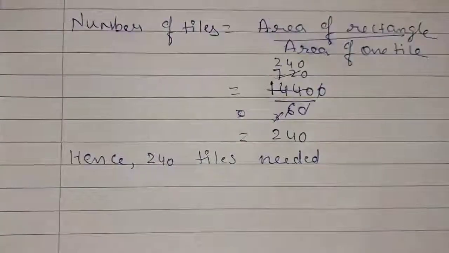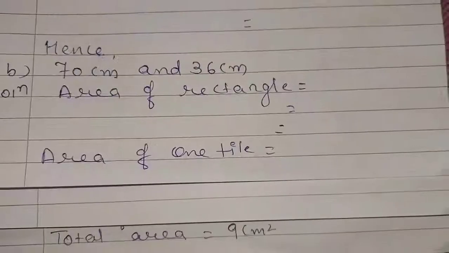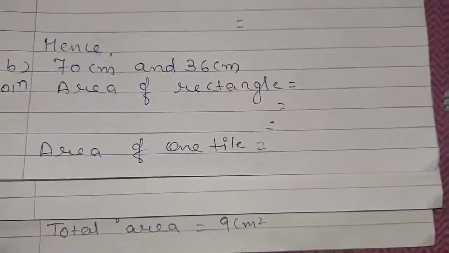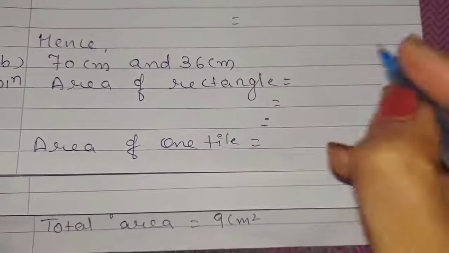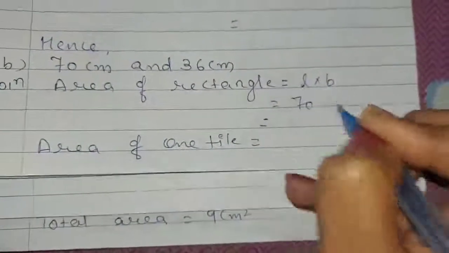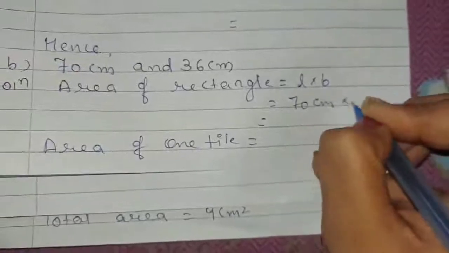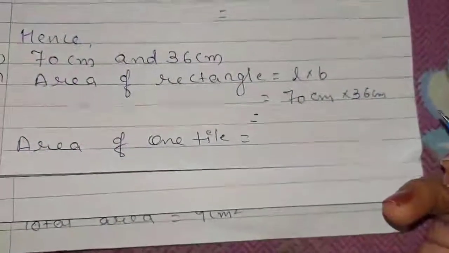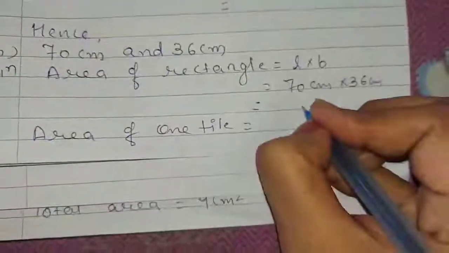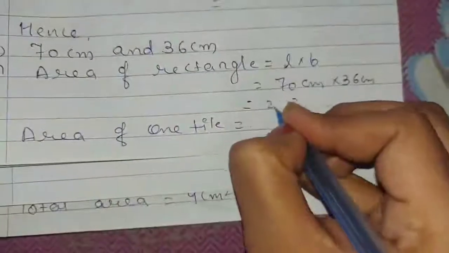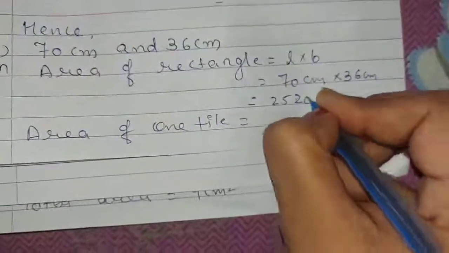Hence, 240 tiles are needed. Now for question number B, length is 70 centimeter and breadth is 36 centimeter. So area of rectangle equals length multiplied by breadth, 70 centimeter multiplied by 36 centimeter. Now if we multiply 70 by 36, first of all 7 6s are 42 and 7 3s are 21, plus 4 is 25, so 252, and then we add this 0.